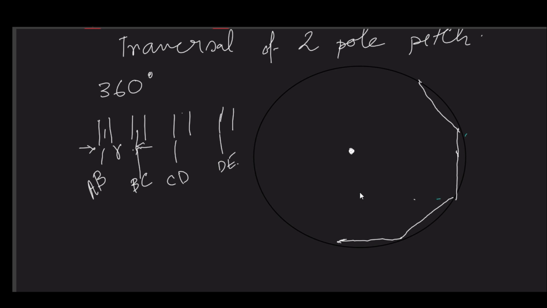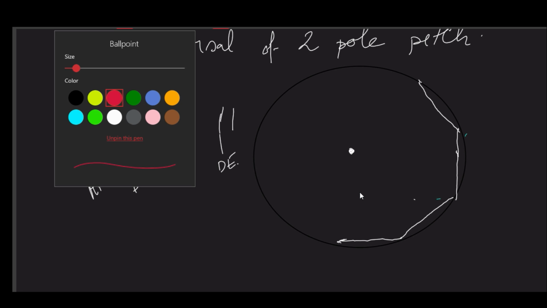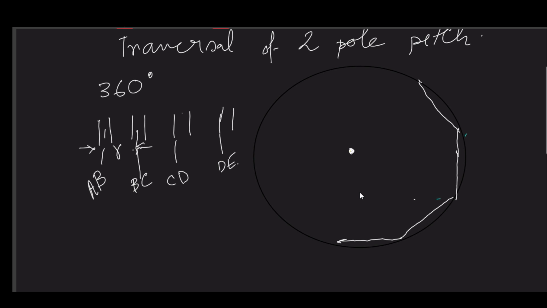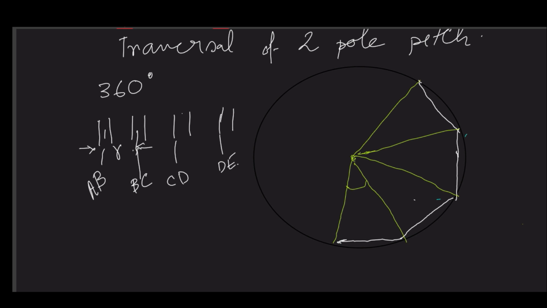So now we can form a triangle with the center and the two points of this. Just a minute, let me complete the diagram, then I'll show. So we are done with our drawing. Now let us see what this angle is. These angles are also gamma.